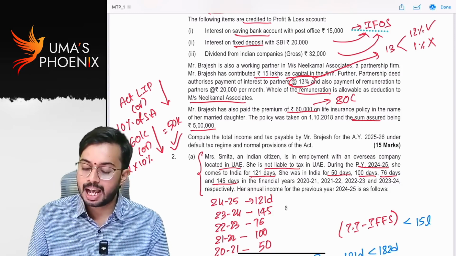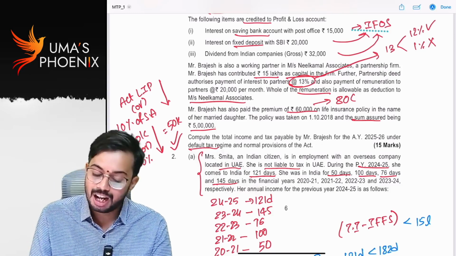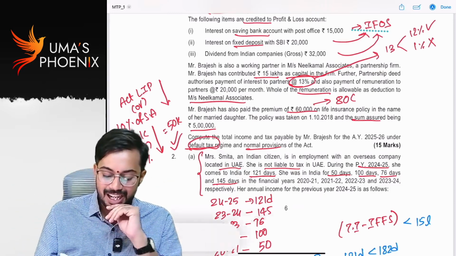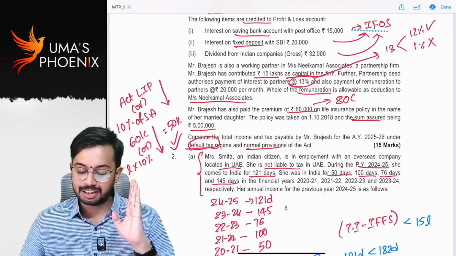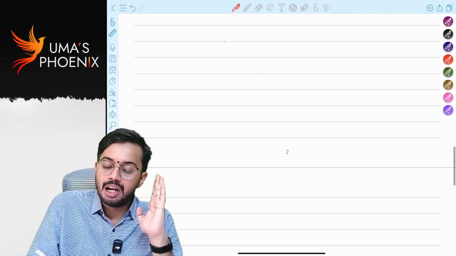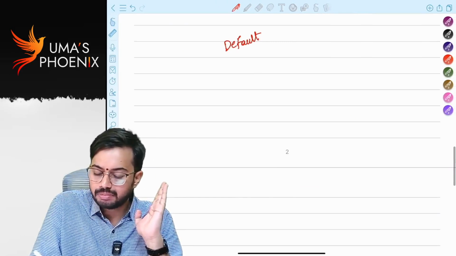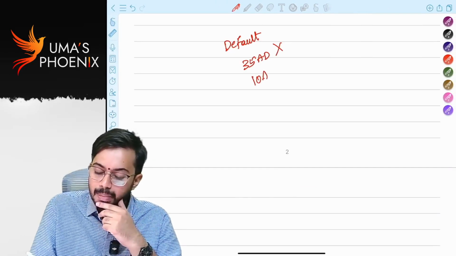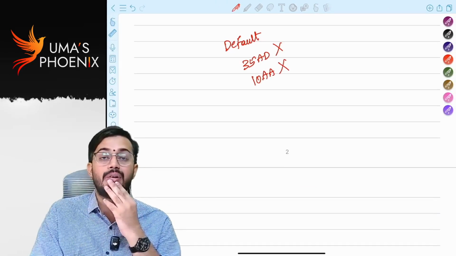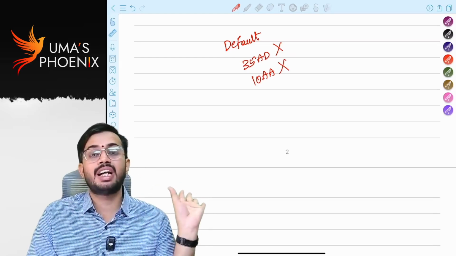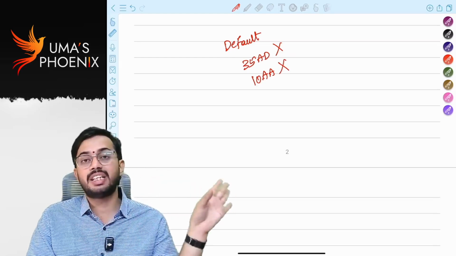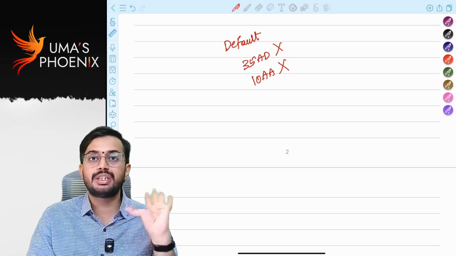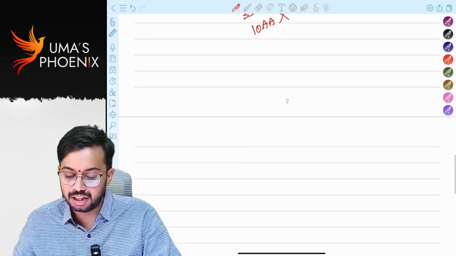Compute total income and tax payable by Brajesh under default and normal provisions. Super. First, let us calculate tax liability under the default tax regime. First of all, please listen. Under the default tax regime, 35AD deduction is not allowed. Section 10AA deduction is also not allowed. Be careful. Don't claim deduction under section 35AD. Don't claim deduction under section 10AA for the default tax regime, because under the default tax regime, these two are not allowed as deduction. Is it clear?